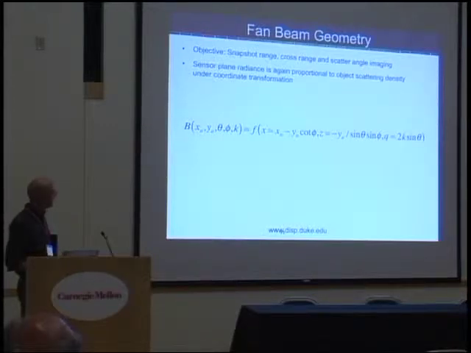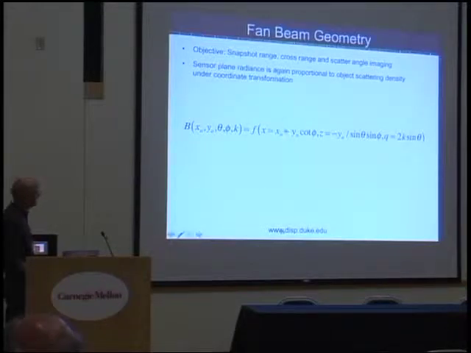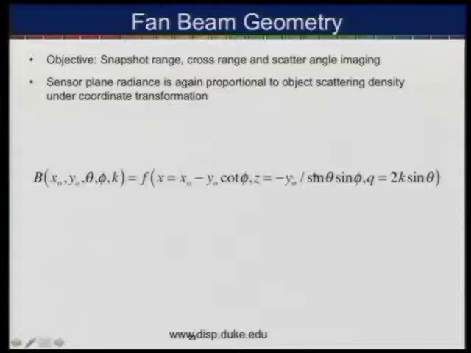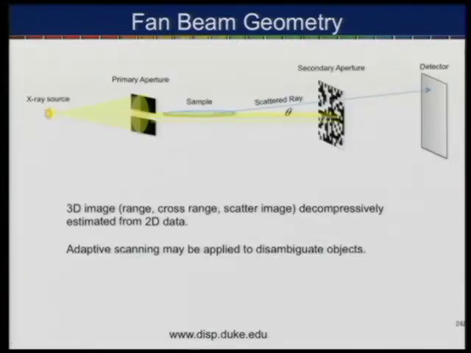So in the case of the fan beam, we're going to have a two-dimensional object in X and Y, and then the third dimension is the scatter angle, and that translates into this four-dimensional radiance function coming out, and we're trying to use the coded aperture to estimate that radiance.